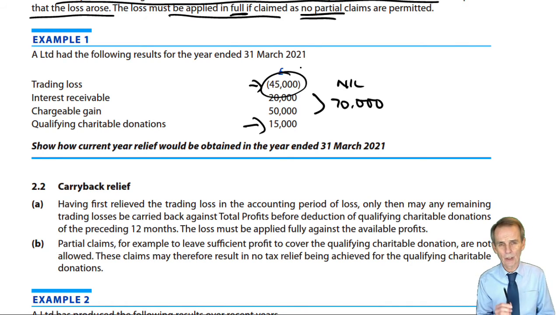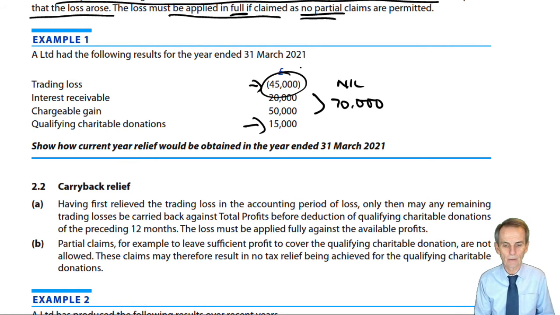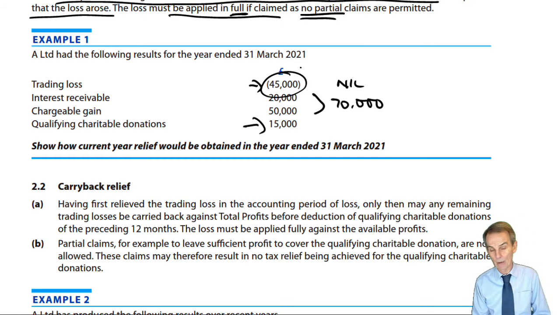So where a question says in its requirement to you to assume that relief is claimed at the earliest available opportunity, and that's a frequent requirement, then that means current period claim to the extent that there are total profits, and then any balance of unused loss carry back 12 months, normally equates to the preceding accounting period, but then it's the 12-month carryback.